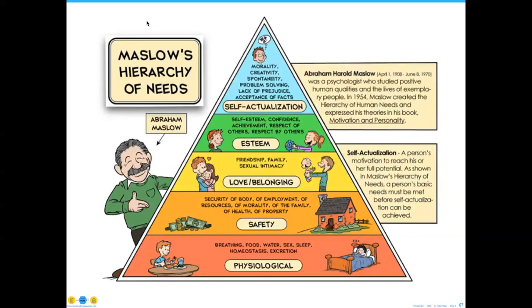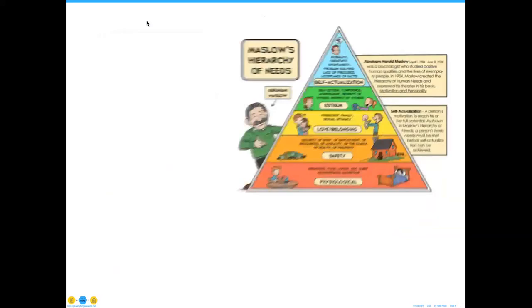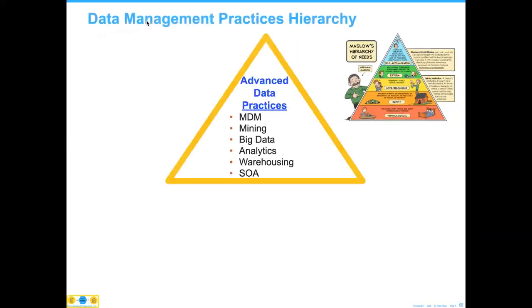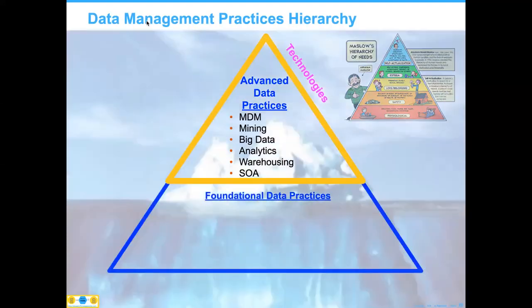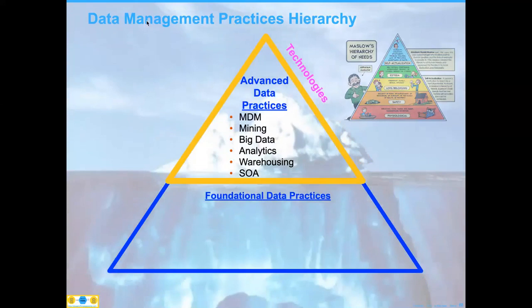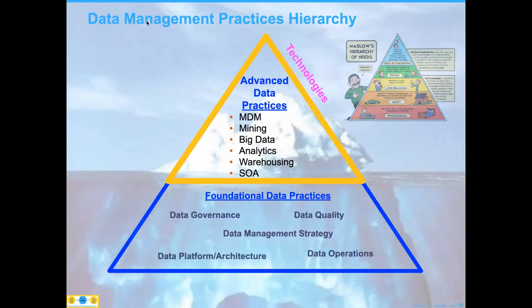I say this to you because data is an awful lot like this. There are things in this golden triangle that are largely technology-driven that have very, very little to do with the foundational practices that are required, because these technology things, the things that you read about and flash in the papers, are just that. They are what we call the hype cycle. And the foundational practices consist of these five practices: governance, quality, strategy, platform, architecture, that's one word, and then operations on the other side of it.